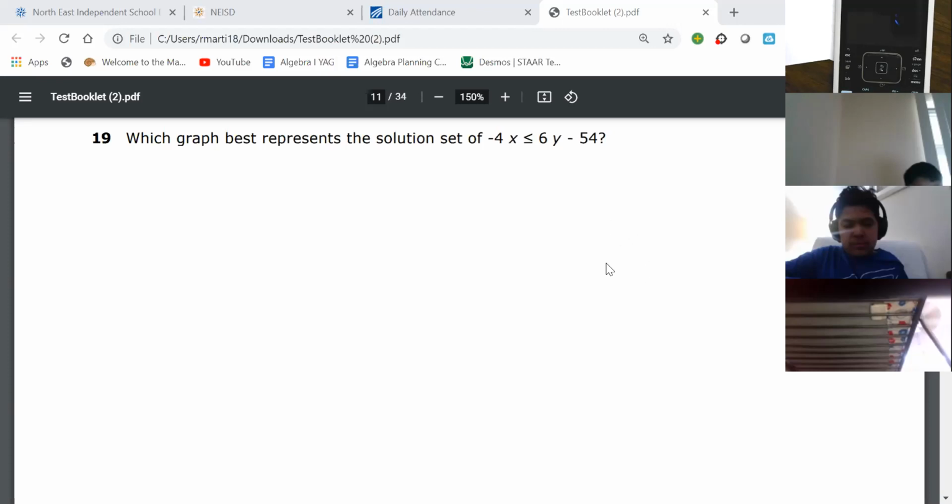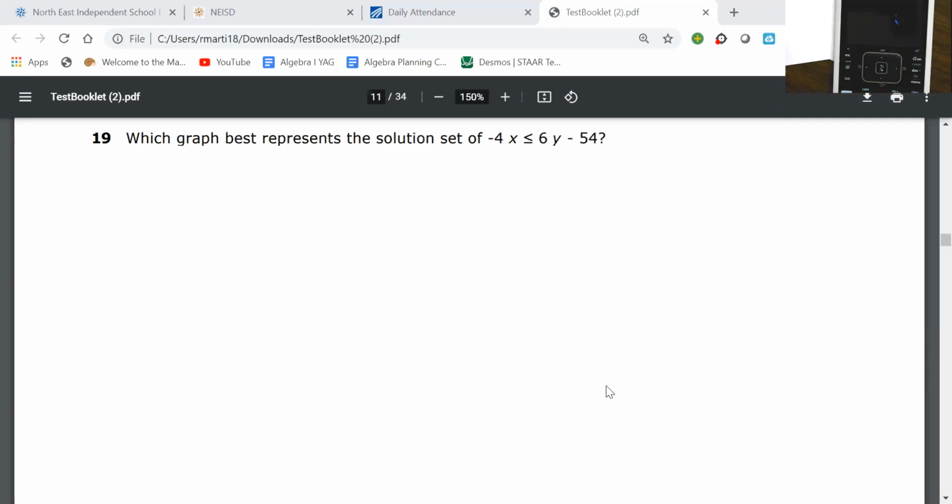Okay, so let's get to it. If you look at number 19 here, it says which graph best represents the solution set of negative 4x is less than or equal to 6y minus 54.